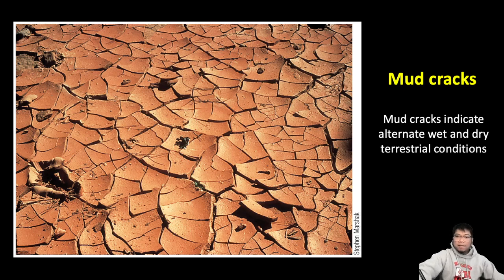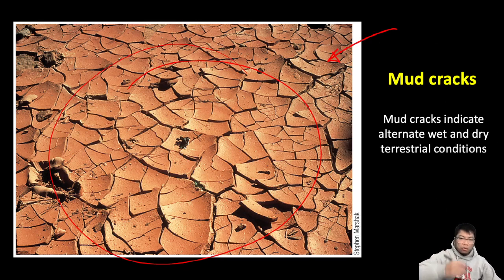And the last one is mud cracks. Mud cracks indicate that we have some alternation between wet and dry land conditions. These are very common features that we see in the summer, for example. These features can also be preserved within rocks, and again, they indicate what conditions happened in the past when these bed forms were formed.